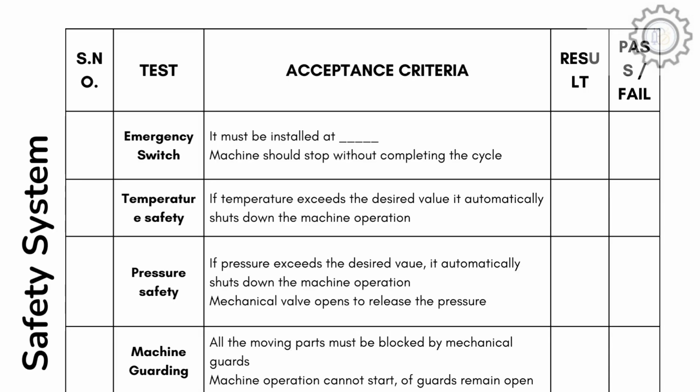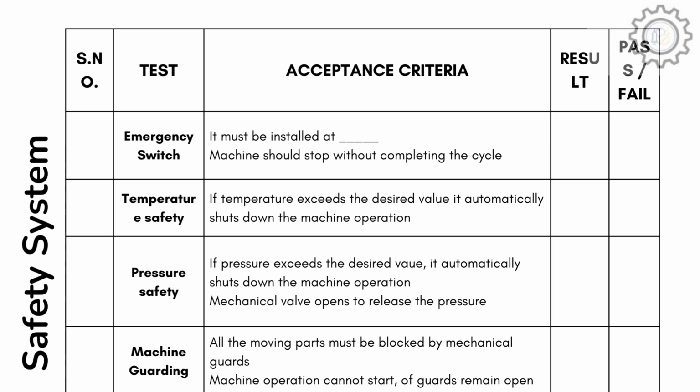Some common tests in safety system include verification of emergency switch. For the emergency switch, its acceptance criteria can be the switch should be installed at the desired locations, such as front, rear, or product discharge end. Secondly, when emergency button is pressed, machine must stop without completing the current cycle.